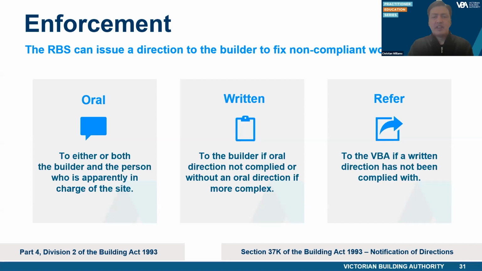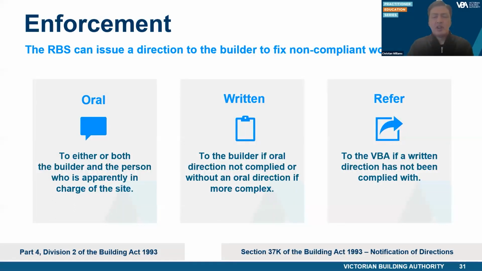According to Section 37K2 of the Act, the RBS must refer a written direction to fix to the VBA if a builder fails to comply. The RBS needs to notify the VBA within 7 days after the final date for compliance specified in the direction. After we've been notified of the direction, the RBS is still responsible for ensuring compliance is achieved. The RBS should consider further enforcement action, such as the issue of a building notice or building order.